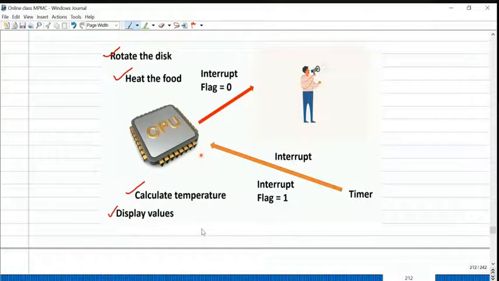Once we set the time, if the time reaches the particular value, then the timer generates an interrupt to the processor. Whenever the timer generates an interrupt, the interrupt flag will be set. Once the CPU services the interrupt service routine, the interrupt flag becomes 0. This is a simple analogy for timer applications. How to generate that time using a timer, we will discuss in today's lecture.